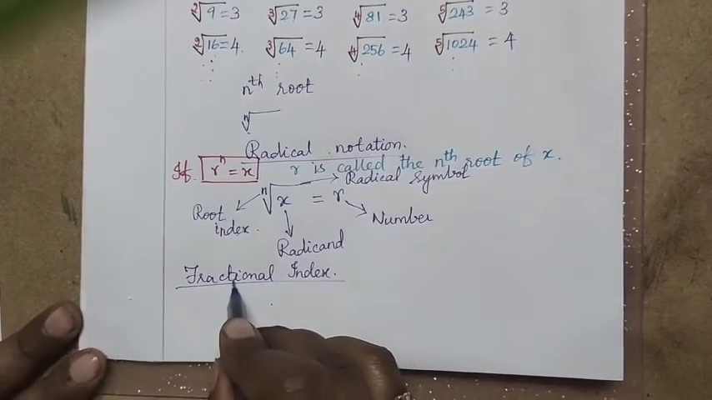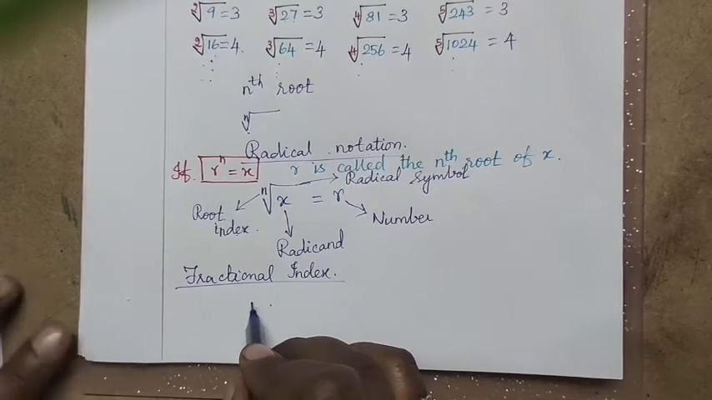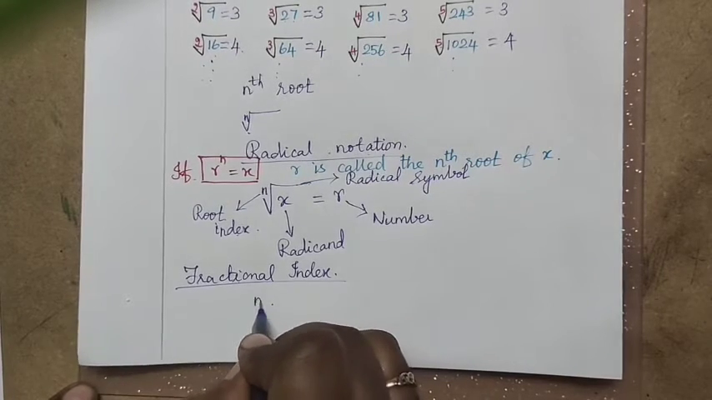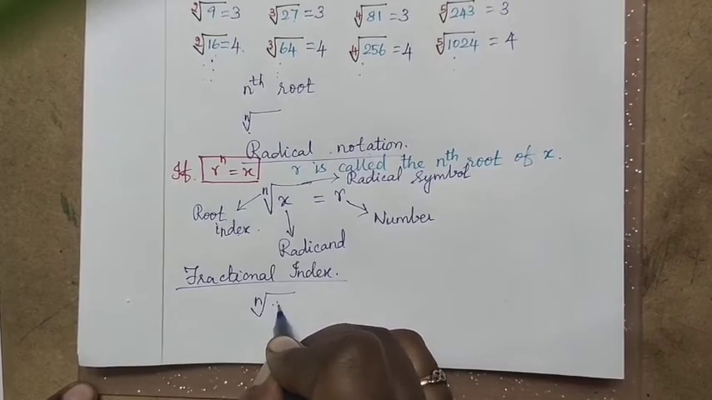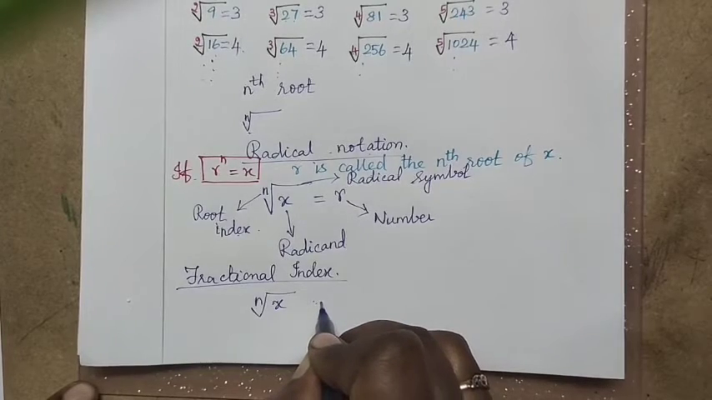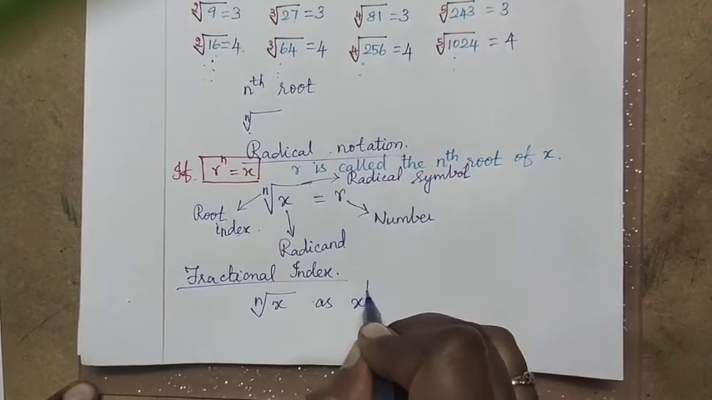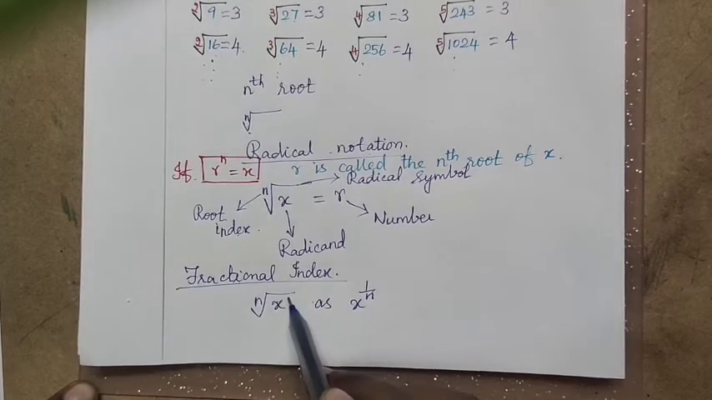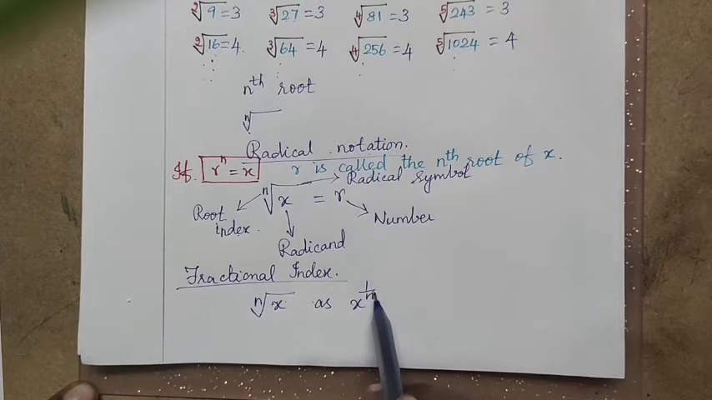Fractional index. Fraction means you know very well. It is written in the form of p by q. Okay, so nth root of x we can write as x power 1 by n. This is radical notation form. This is fractional index form. It is in the form of a fraction, so it is called a fractional index form.